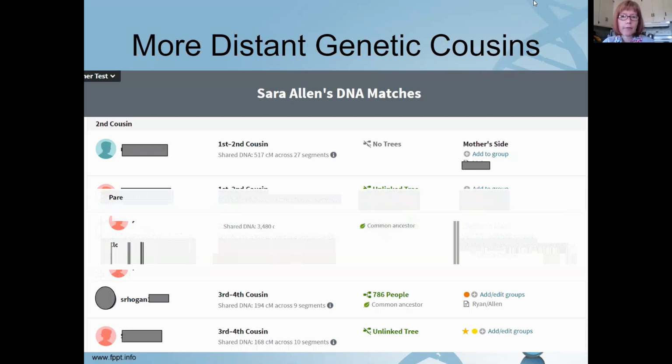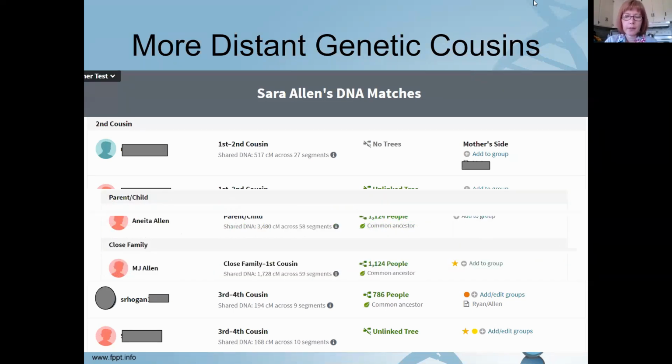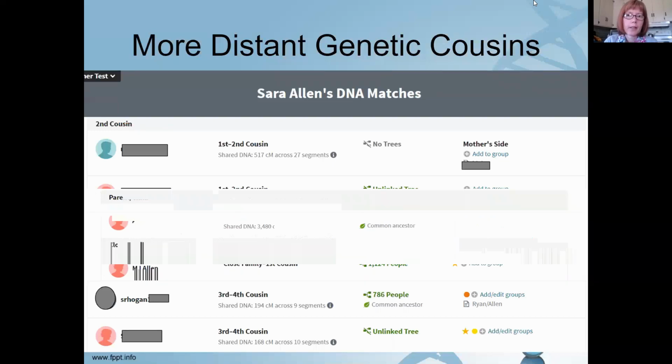You can see that 4 of them have trees. So I can look at their trees and possibly get an idea of who they are. I can also look at their screen name, and sometimes the screen name will tell me, because sometimes people put in their full name like I do. I've got my name in there as Sara Allen, so if they've heard of me before at a family reunion, they'll know who I am.